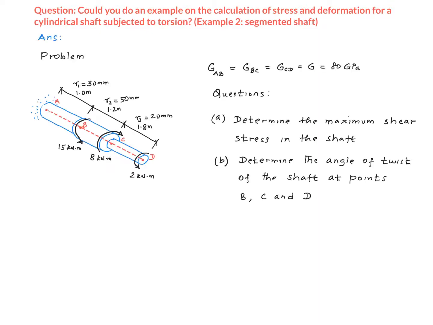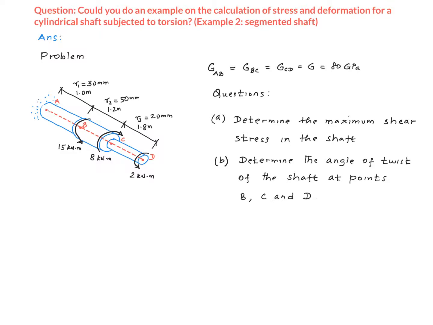The question is, could you do an example on the calculation of stress and deformation for a cylindrical shaft subjected to torsion? In this example, I will consider a segmented shaft. This is the problem that I have chosen here.